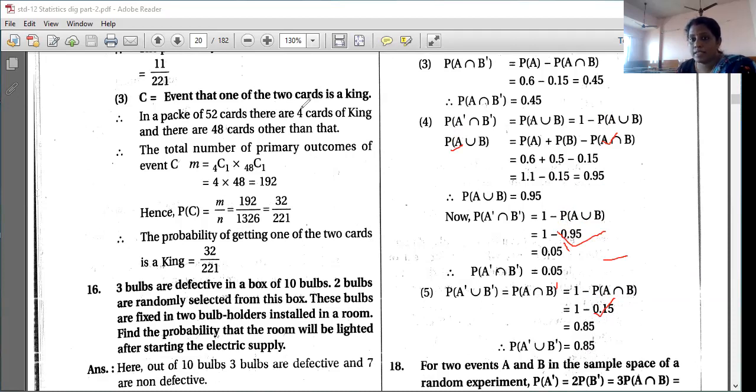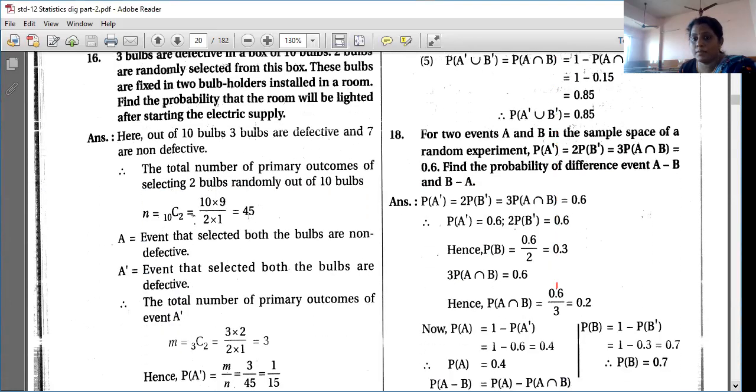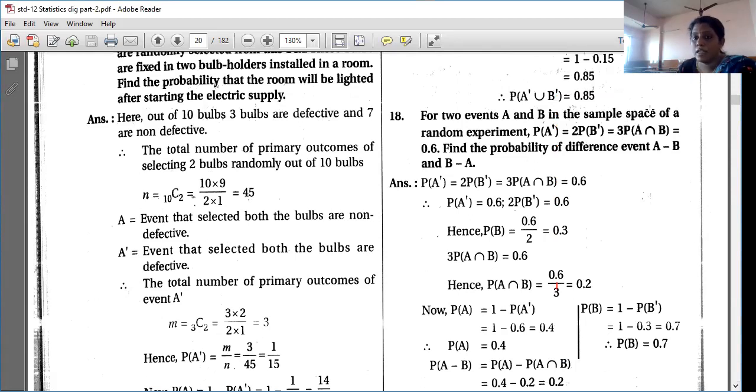Okay, now we'll see the next sum. That is question number 18. This is the last sum of your exercise 1.2. Okay. Now the question is: for two events A and B in the sample space of a random experiment, P of A dash equal to 2P of B dash, that is equal to 3P of A intersection B, and that is equal to 0.6. Find the probability of difference events A minus B and B minus A. Just now only I have told you what the formula of A minus B and B minus A is. Okay, so 1 minute.